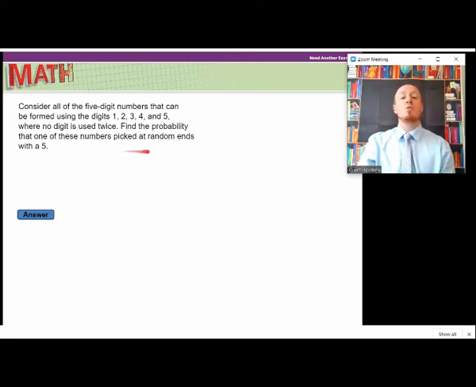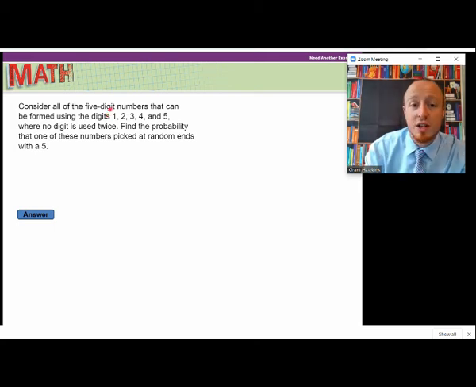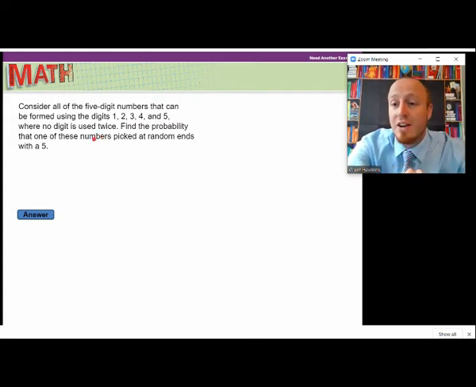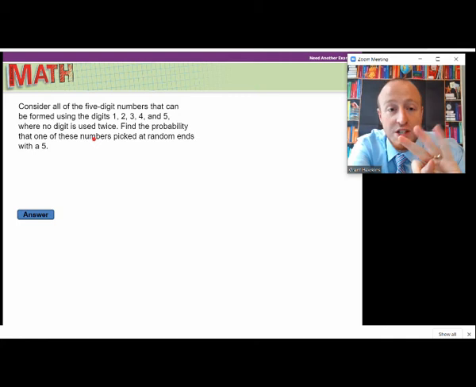Now, find the probability that one of these numbers ends with a 5. So here's what we need to do. We need to figure out, for each number chosen first, how many possible outcomes give you 5 at the end? So let's say we chose 1 first. How many possible outcomes are going to have 5 as the last digit? Well, for the next number after 1, how many choices do you have? Don't say 4, because there's not. You can't choose 5. 5 has to go at the end.